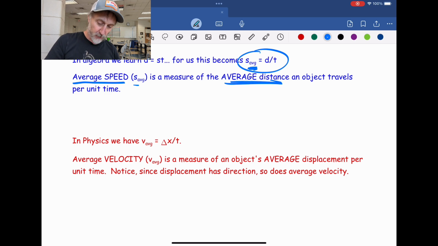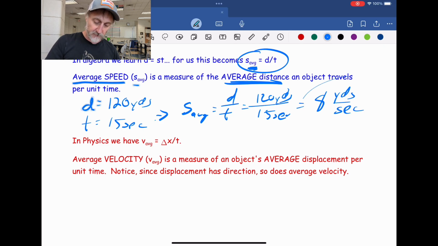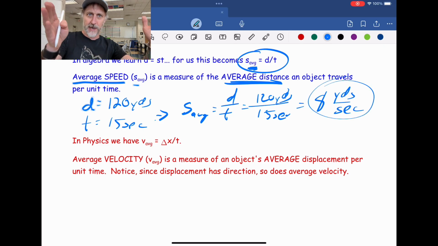In that last example, we know that the distance that Roy traveled was 120 yards and that it took him 15 seconds. So we can find our average speed by doing distance divided by time. He went 120 yards in 15 seconds. Divide that and you get 8 yards per second. Now, does that literally mean that he ran 8 yards every second? Absolutely not. 120 yards is a pretty long run, and I think 15 seconds is a pretty good time.